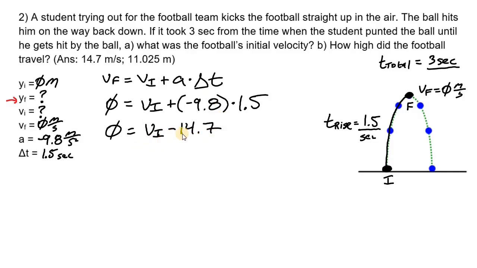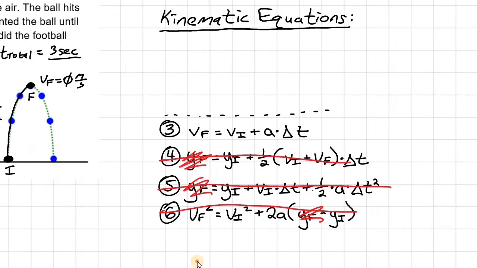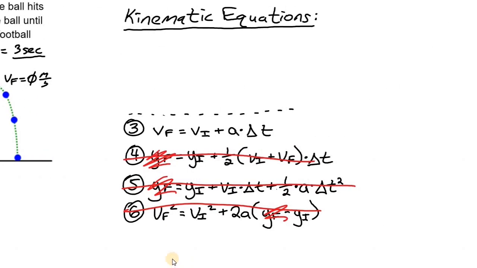How do we get rid of a negative 14.7? Add 14.7 to both sides of the equation, and we will get 14.7 meters per second as our initial velocity. Okay, so once again, we do know that we're going to need this value to calculate our final height over here.